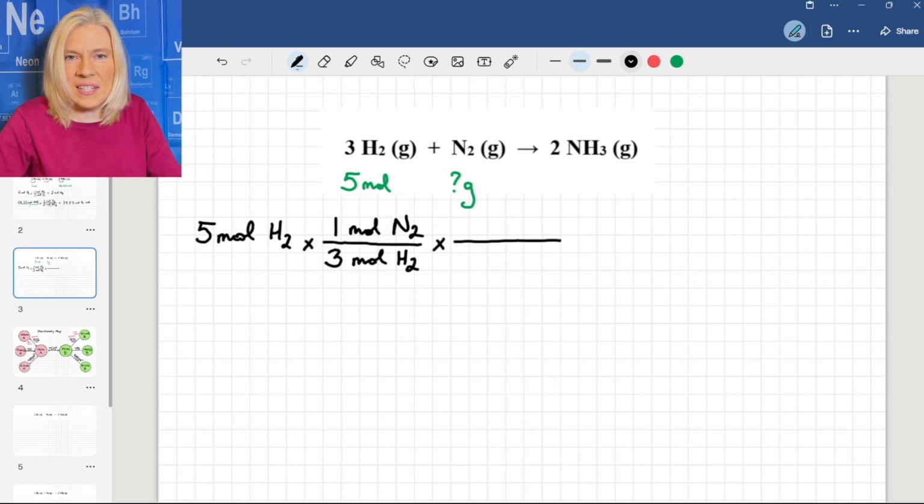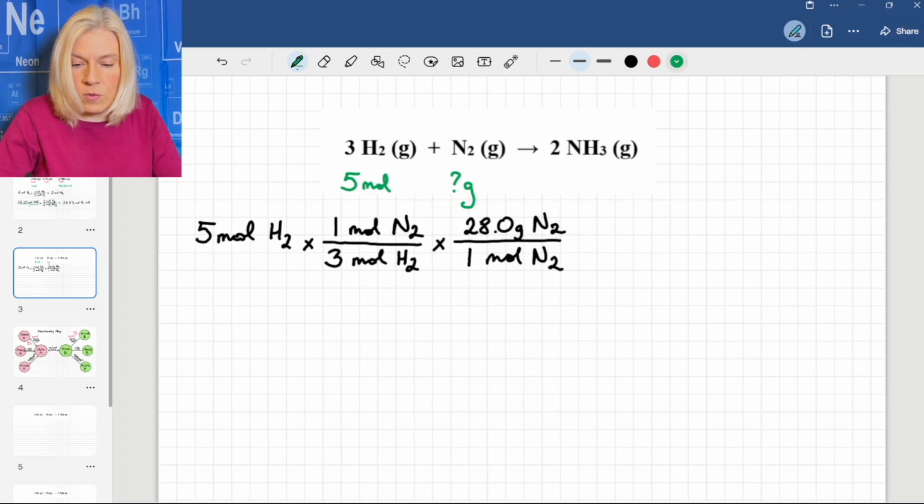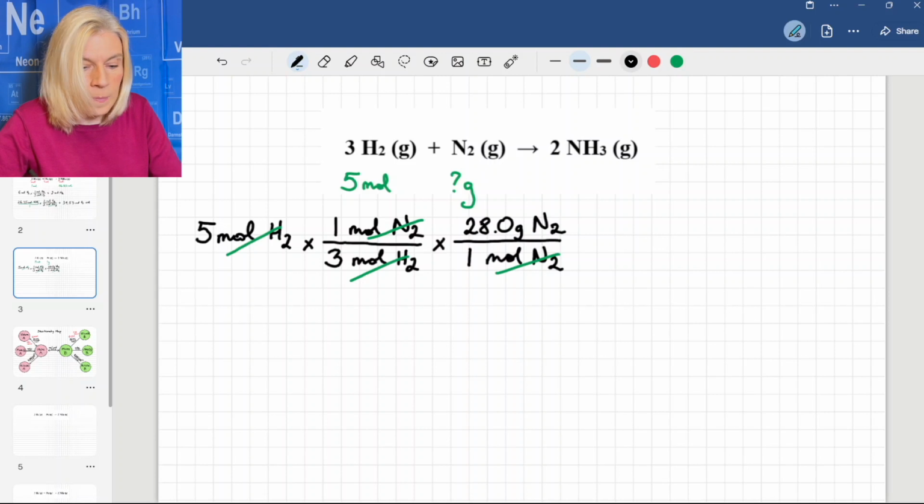Yes, grab your periodic table. What's the molar mass of nitrogen? It's 14.0, and we have N2. So now we're going to have 28 grams of nitrogen for every 1 mole nitrogen. And nicely, my units, moles of hydrogen and moles of nitrogen, cancel out, and I'm left with grams of nitrogen. And if you plug this into a calculator, you will get 46.67 grams of nitrogen.